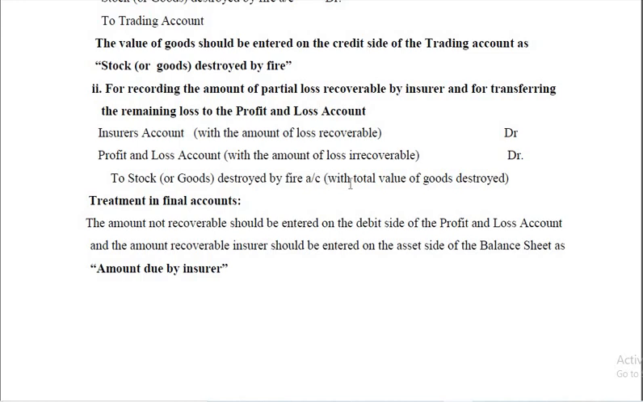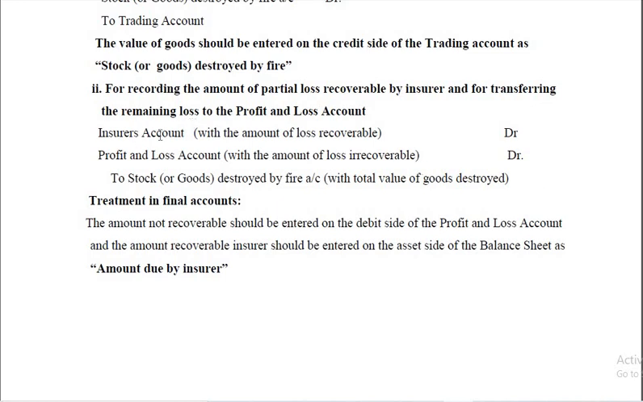Supposing the value of the goods destroyed is 20,000 and 12,000 is admitted by the insurers, then the net loss is 8,000. So 12,000 should be debited to insurance account, then 8,000 will be debited to profit and loss account, and the stock destroyed by fire account will be credited with 20,000.